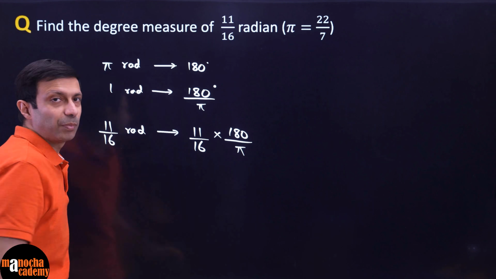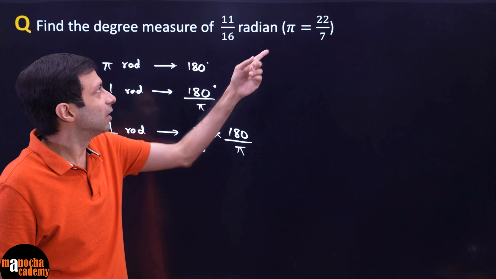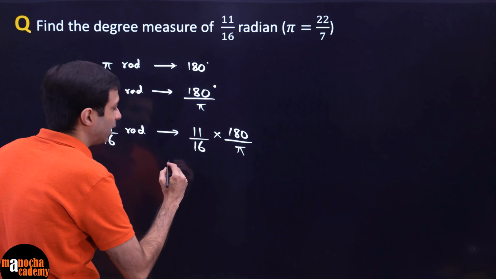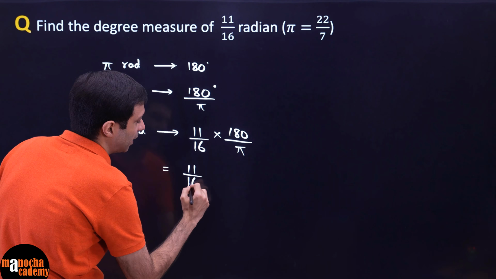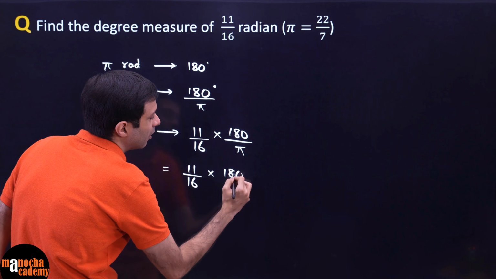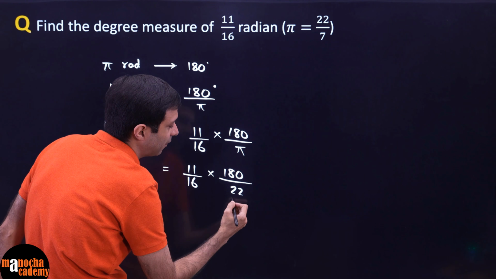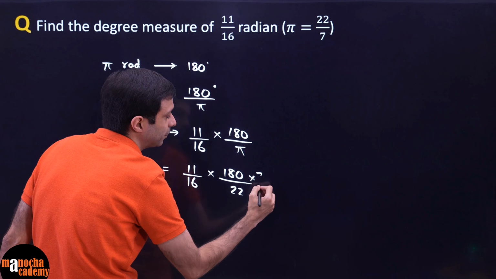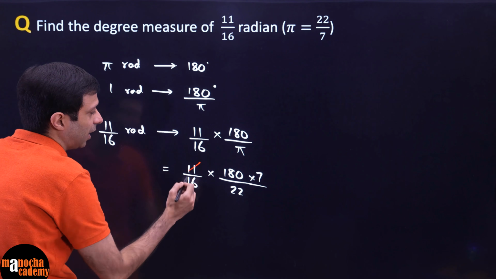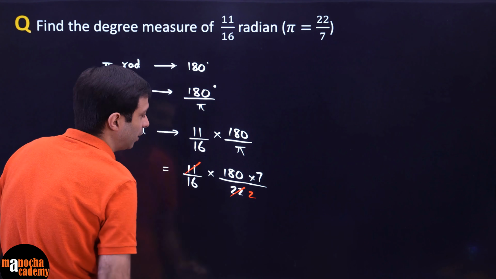So this step is simple. Now you should do your calculations. So substitute pi as 22 by 7. So 11 by 16 times 180. My pi value I will put down as 22 divided by 7, which means the 7 goes on top. So now let's simplify this stuff. 11 and 22, so we are left with 2 here.